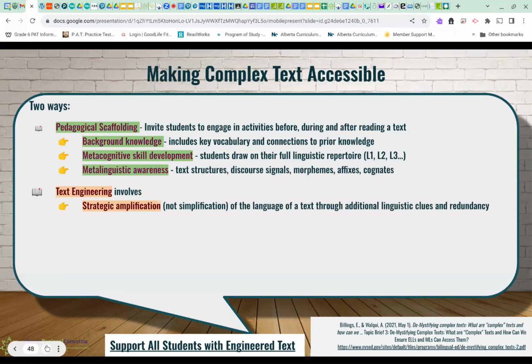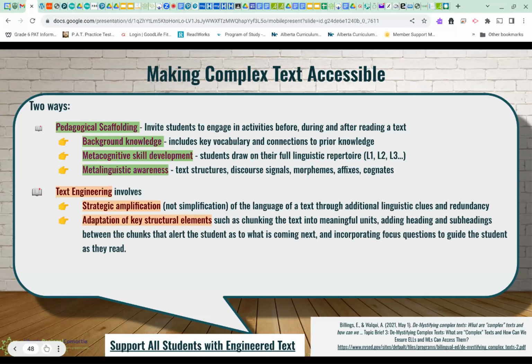And then a little bit of text engineering. We're not simplifying the text, but we're building the language of the text. We're adding some linguistic clues, and maybe some repetition in there. And then we're adapting some of those key structural elements. So maybe we're adding headings and subheadings, maybe we're chunking the text a little bit, maybe we're putting some focus questions in there to guide the students as they're reading.